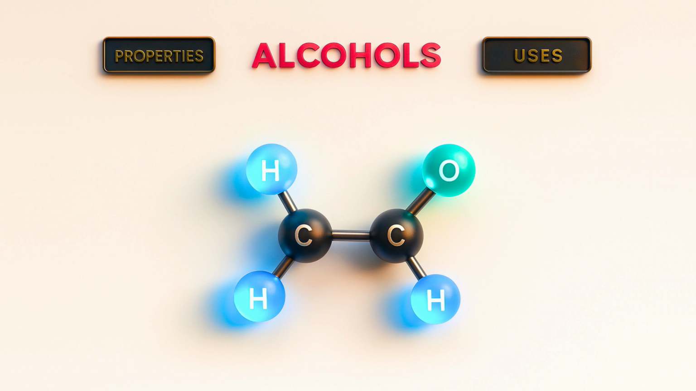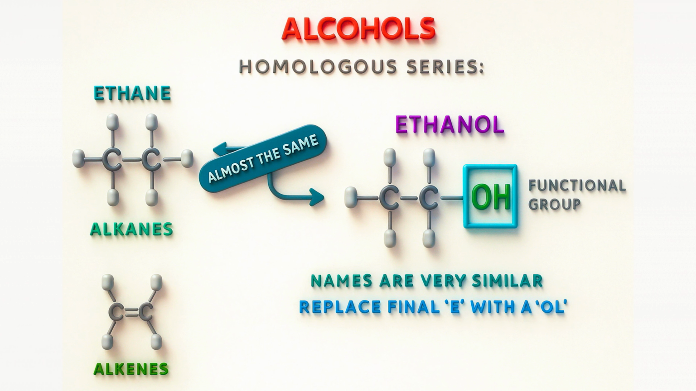In today's video, we will explore what alcohols are, as well as their main properties and common uses in real-life applications. Like alkanes and alkenes, alcohols belong to a group of compounds known as a homologous series. A homologous series is simply a family of organic compounds that all share the same general formula and functional group and display a gradual change in physical properties as the molecules increase in size.